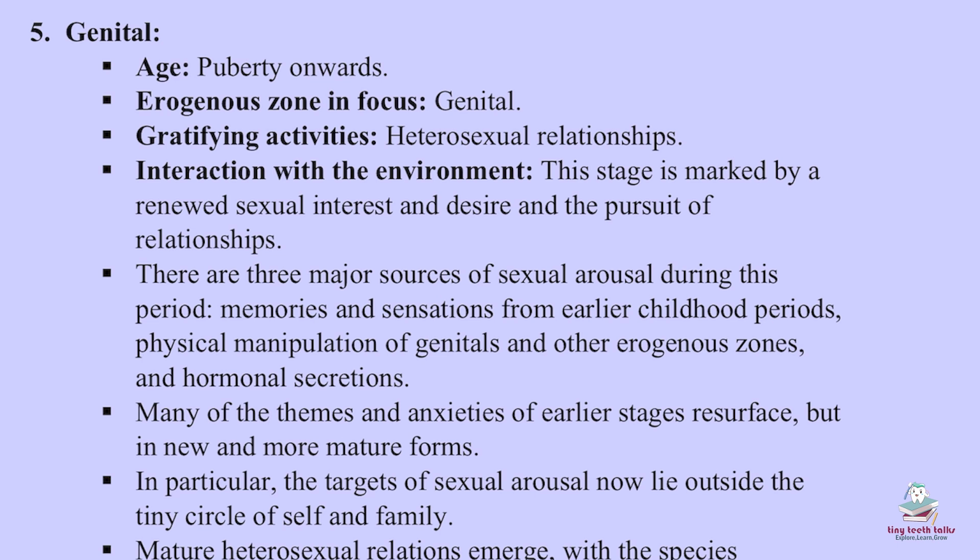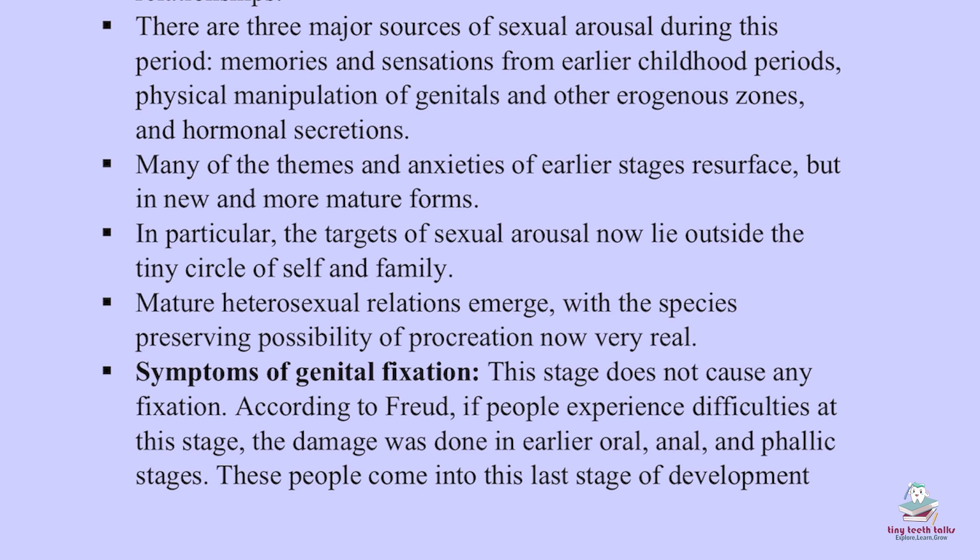First is the memories and sensations from early childhood periods, second is physical manipulation of genitals and other erogenous zones, and the third one is hormonal secretion. Many of the themes and anxieties of earlier stages resurface but in new and more mature forms. In particular, the targets of sexual arousal now lie outside the tiny circle of self and family. Mature heterosexual relations emerge, with the species-preserving possibility of procreation now very real.